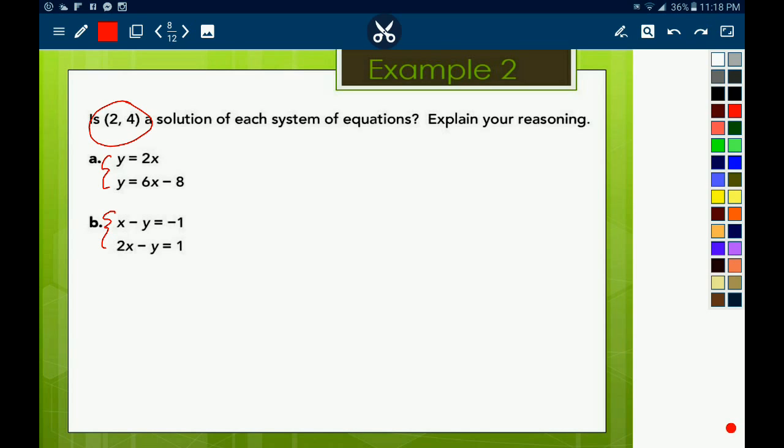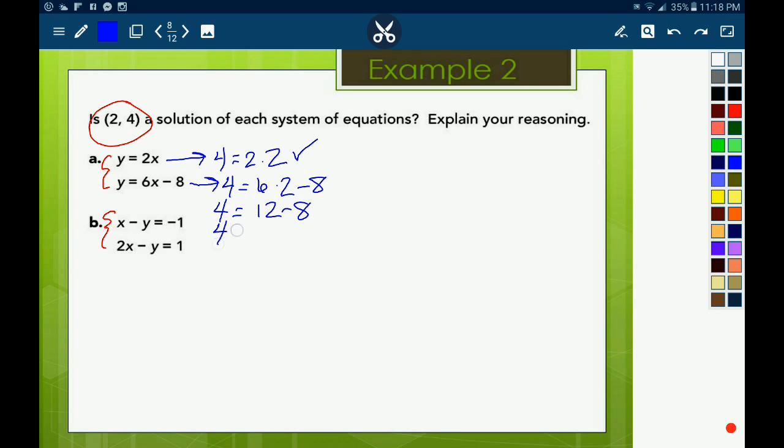How we're going to do that is we're going to take the 2 and plug it in for x and the 4 and plug it in for y. So in this first equation, I see 4 equals 2 times 2. Well, is that a true statement? Yes, 4 does equal 2 times 2. Let's do it on the second equation here. So I've got 4 is equal to 6 times 2 minus 8. Let's simplify the right side so that we can see if it's actually true. 6 times 2 is 12. 12 minus 8 is actually 4. So it is a solution to the first system.